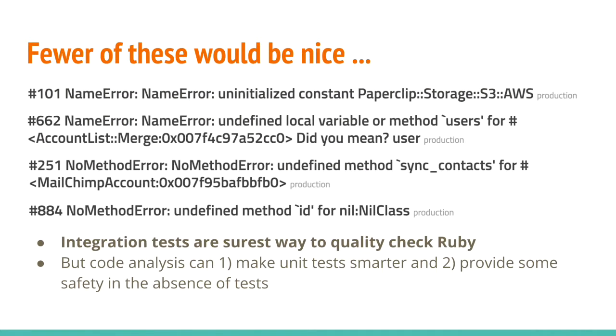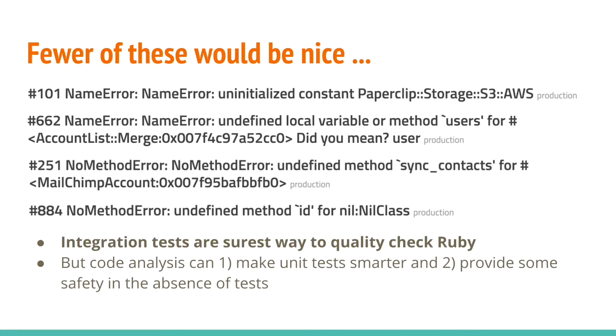But with that in mind, fewer of these would be nice. These are real-world production errors that have come across my email box. Undefined names, undefined methods. You can be laughing at this, that's fine. How do these happen? Each one has their own story, some kind of carelessness, maybe we didn't have enough specs, somebody was pushing it out, whatever.